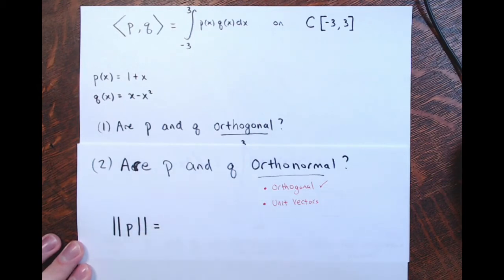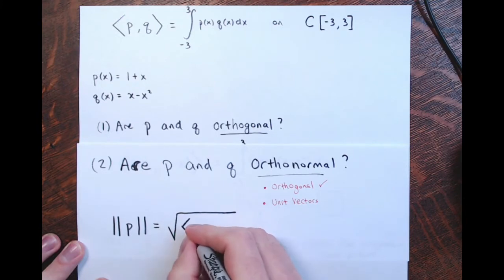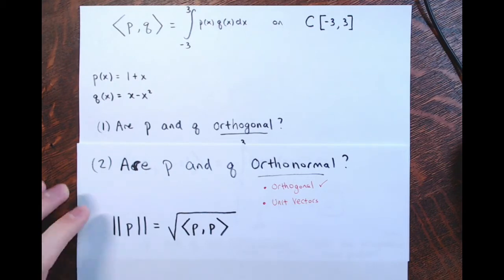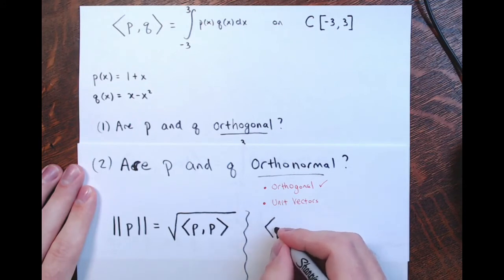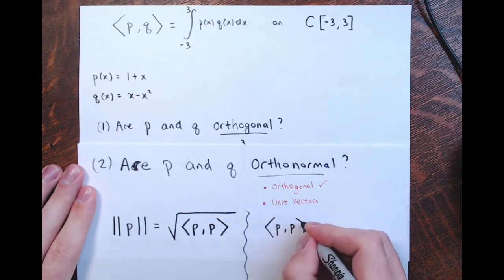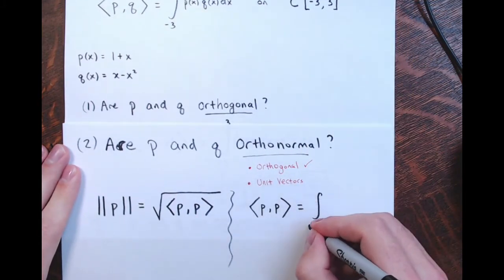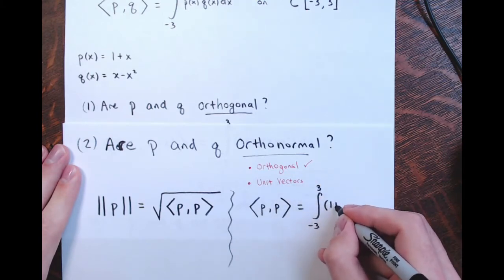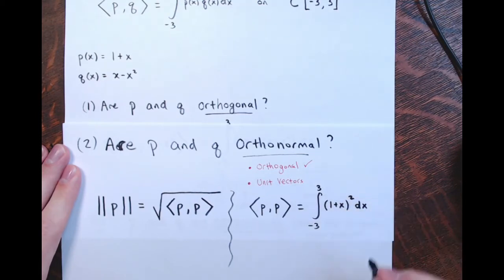Remember the definition of our norm from last section. It's the square root of the inner product of the vector with itself. So, off to the side here, I'm going to take the inner product of P with itself. This would be the integral from -3 to 3 of P of x, which is 1 plus x, times P of x again, so P of x squared, with respect to x.